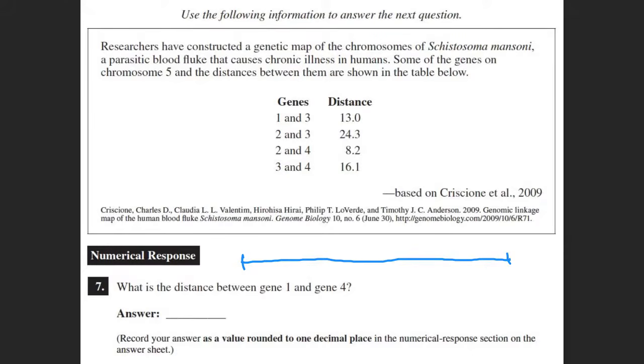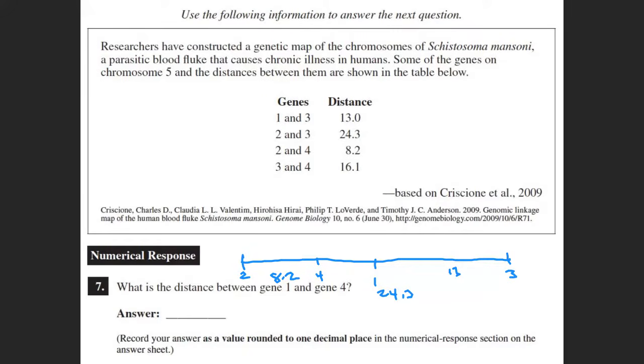So between genes 2 and 3 is 24.3 distance. That means all the other genes, 1 and 4 rather, are going to sit between genes 2 and 3. So between 2 and 4 is 8.2. And between genes 3 and 1 is 13. So that's about here. So there we go.